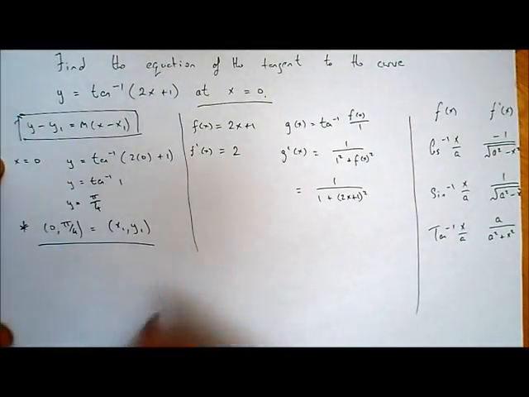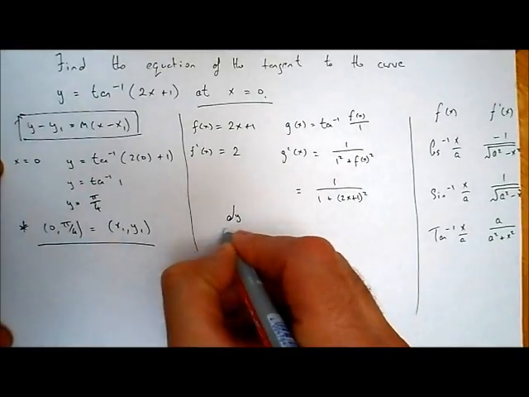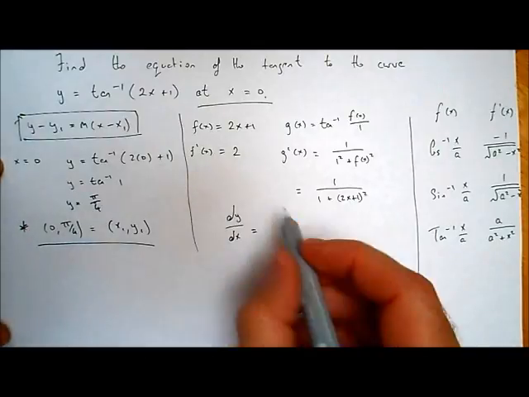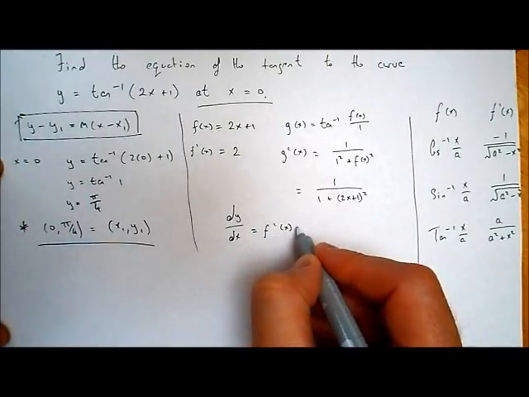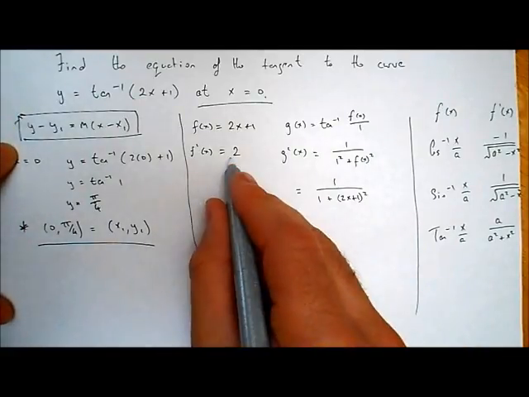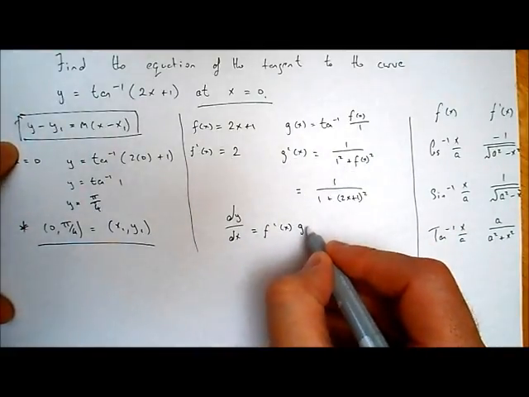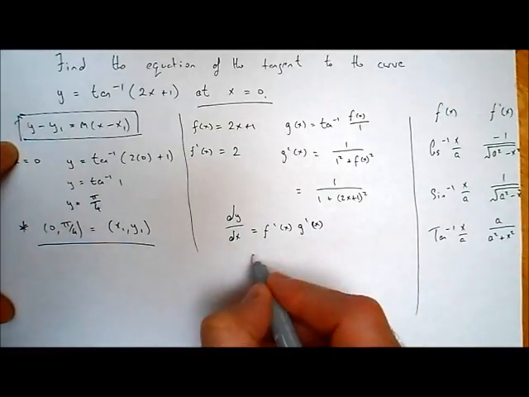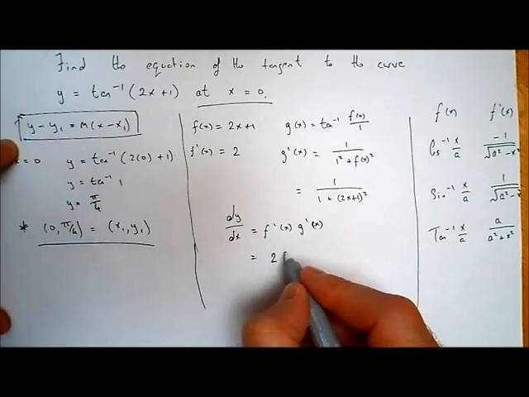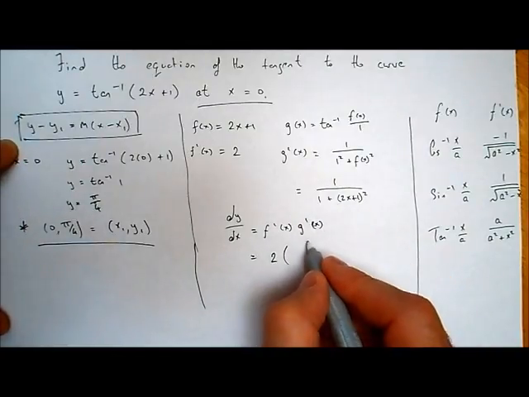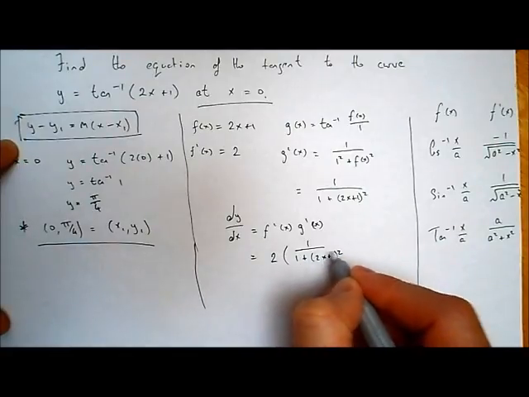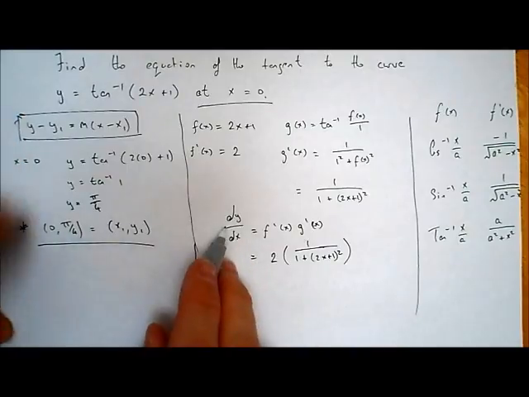And now by the chain rule, we know that dy over dx is going to be equal to f dash x. So if you can't remember how to do this, go back and have a look at the chain rule videos. So dy over dx will be f dash x, so this multiplied by this, so times g dash x. So that is equal to, f dash x is 2, so it's just 2 times g dash x is this, so 1 all over 1 plus 2x plus 1 all to be squared. Okay, so that's dy over dx.